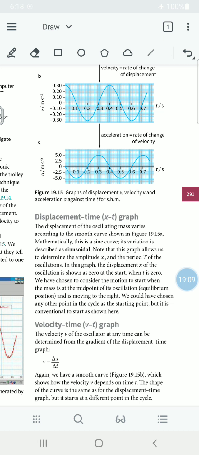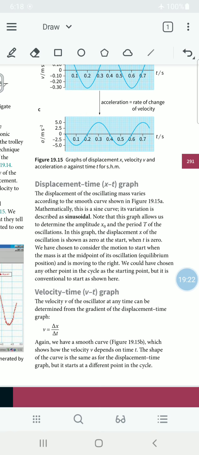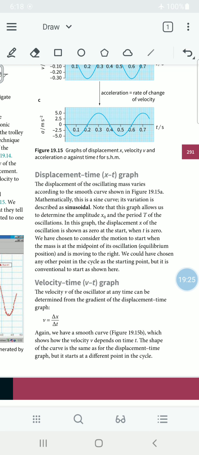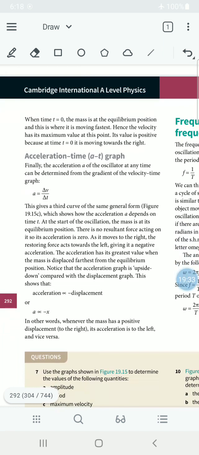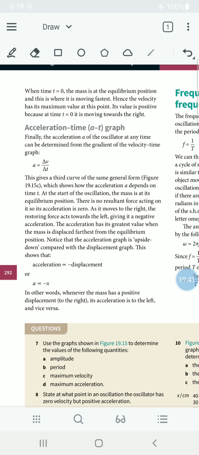I hope you understand. I hope you listen to these details properly and understand. I hope it is not a waste of time. Then acceleration time graph. Listen carefully and understand, and also please raise questions if you have any questions.